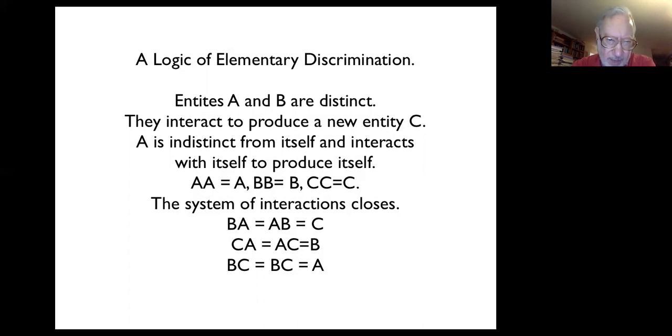Here I have three entities forming a little closed universe involving three entities. A and B can interact to produce C. And I say it's a closed universe. B and C can interact to produce A, and A and C can interact to produce B. And A interacts with itself just to produce itself. A little closed universe of three. You can make more complicated ones, but you can hardly make one that's simpler.